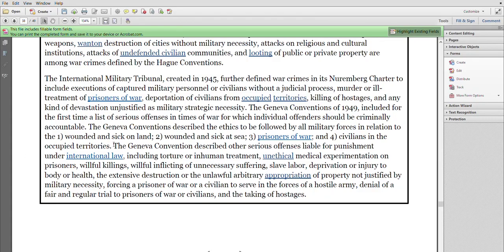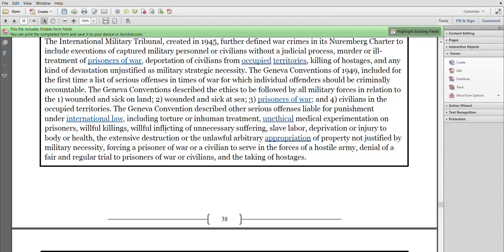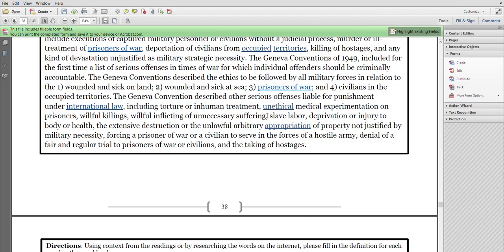4. Civilians in occupied territories. The Geneva Convention described other serious offenses liable for punishment under international law, including torture or inhumane treatment, unethical medical experimentation on prisoners, willful killings, willful inflicting of unnecessary suffering, slave labor, deprivation or injury to body or health, the extensive destruction or the unlawful arbitrary appropriation of property not justified by military necessity, forcing a prisoner of war or a civilian to serve in the forces of a hostile army, denial of fair and regular trial to prisoners of war or civilians, and the taking of hostages.